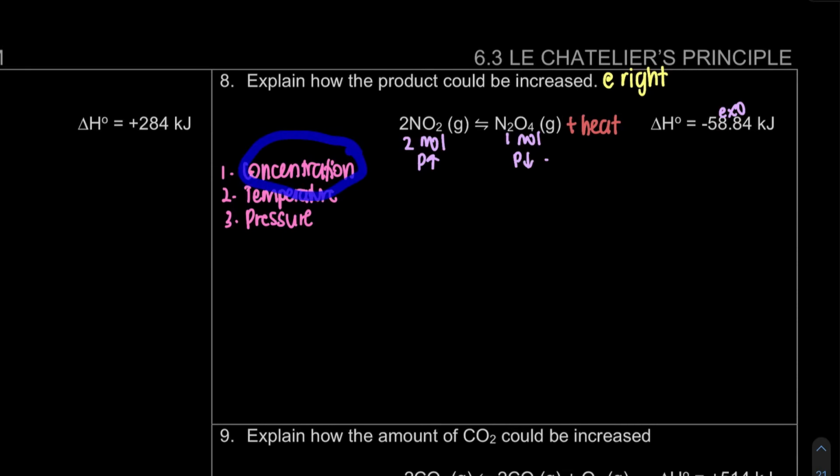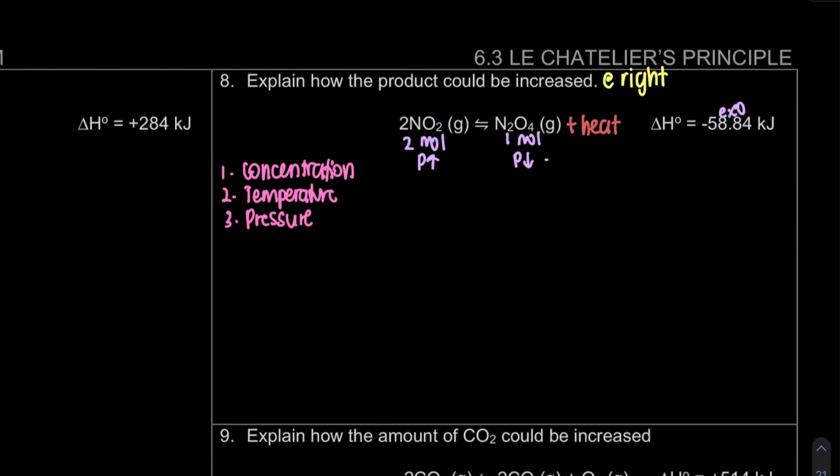The reaction will shift to the right. If we want to change the temperature, we also want it to shift to the right. For pressure too, we want to make it shift to the right. Okay, so first one, concentration. So in terms of concentration, we want it to shift to the right. So when we want it to shift to the right, it means we want to form more N2O4. So for example, we disturb the NO2.